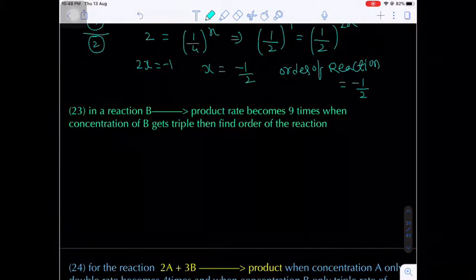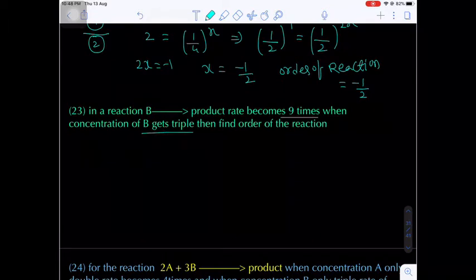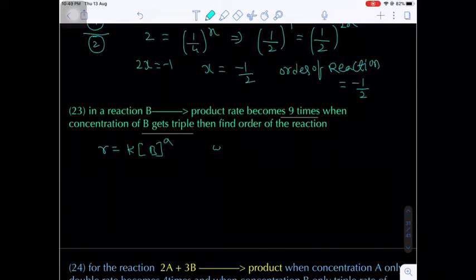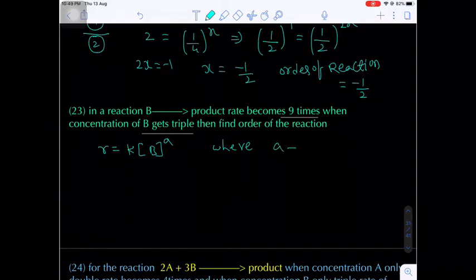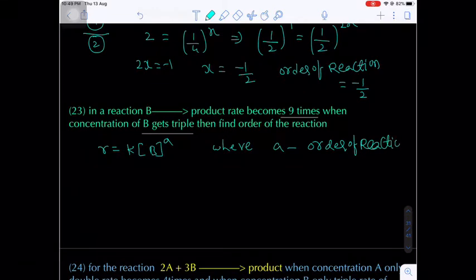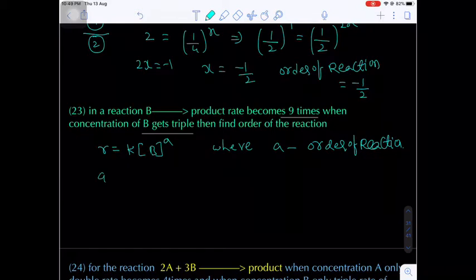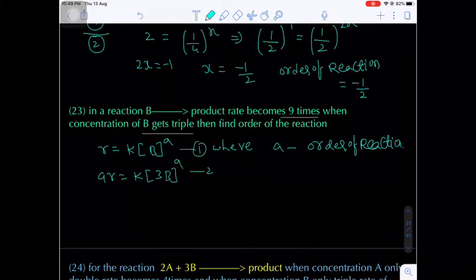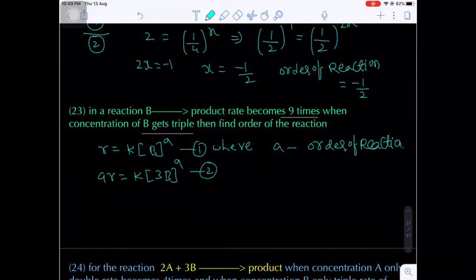Now question number 23. In a reaction, B gives product, the rate becomes 9 times when the concentration gets triple. Again, let's suppose R is equal to some constant K into B raised to the power some small a, where small a is the order of reaction. Now here, the rate becomes 9 times, that means 9R, when the concentration of B becomes 3 times, 3B to the power small a. Let's suppose this is equation number 1 and equation number 2.